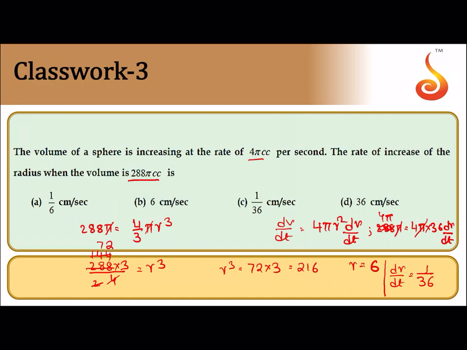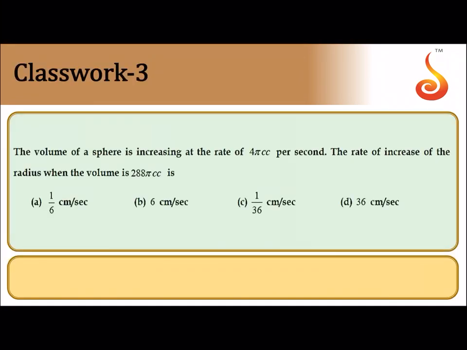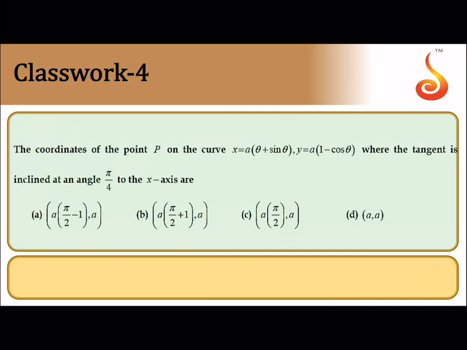So dV by dt is equal to 4 pi r square dr by dt. So dV by dt means rate of increase of radius when the volume is 288 pi. And the volume of sphere increases at a rate of 4 pi cubic. Sorry, this is 4 pi. So obviously you will get it as 1 by 36. So whatever the units, centimeters per second. Sorry for the inconvenience, this is 4 pi.